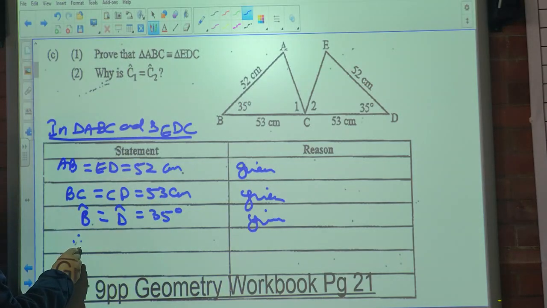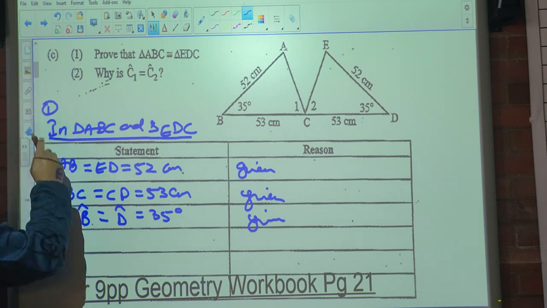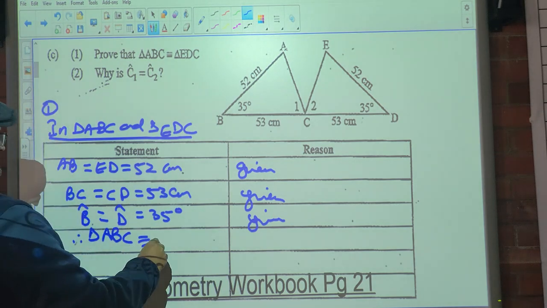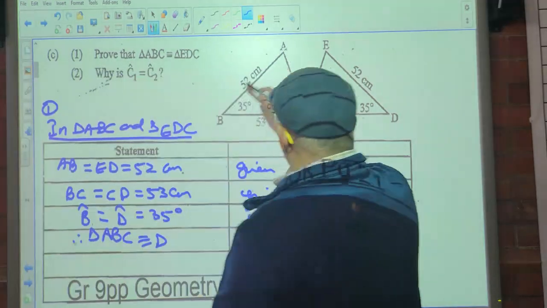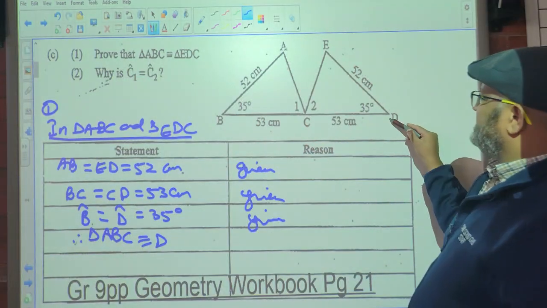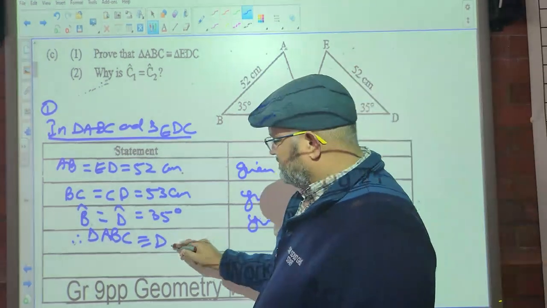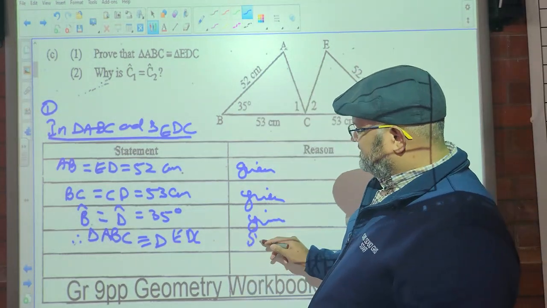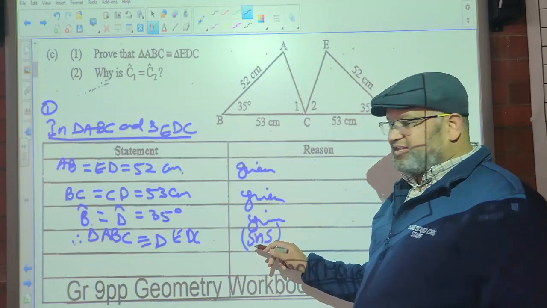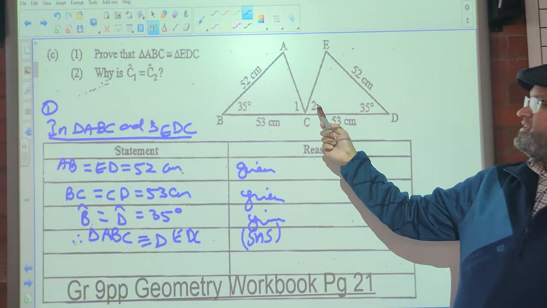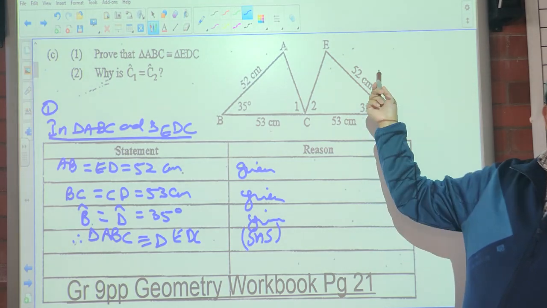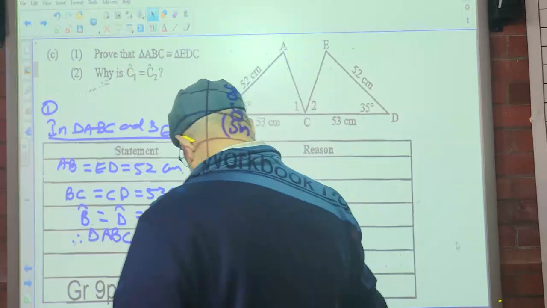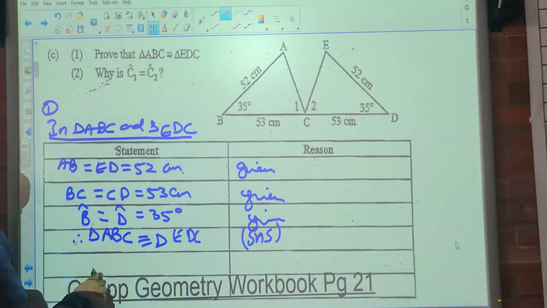Therefore, triangle ABC is congruent to triangle EDC, which is the correct order there. And what's the count for congruency there? Side, angle, side. Remember, when we use side angle side, it must be the included angle: the two known sides and the included angle. Okay.